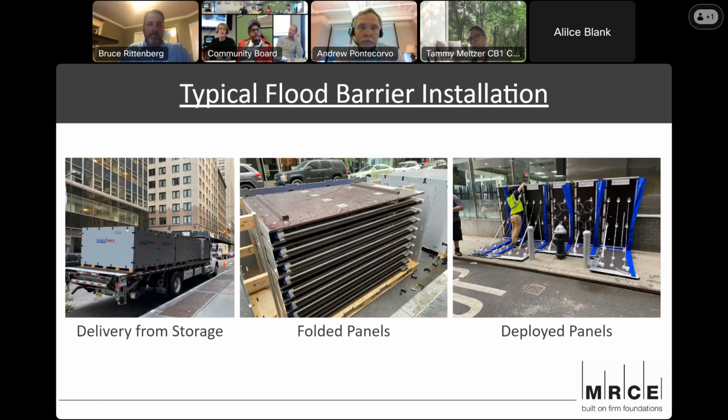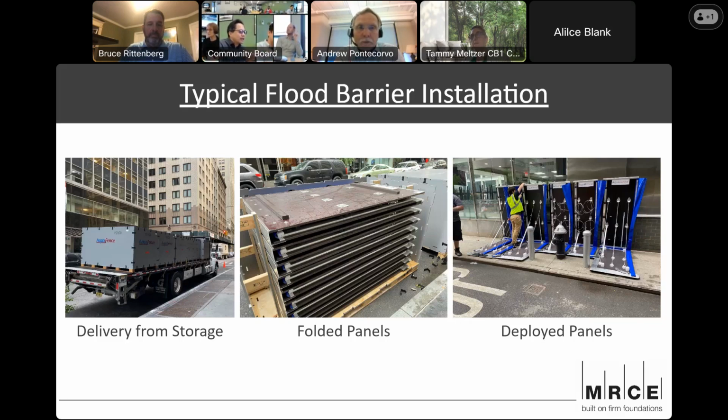Yeah, I've seen that at 40 Fulton Street, and it looks the same. I don't know the models, but it looks exactly the same. You've seen it deployed? Yeah, they put them up. I've seen it, it looks just like it.